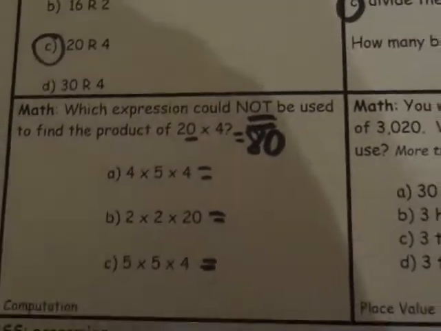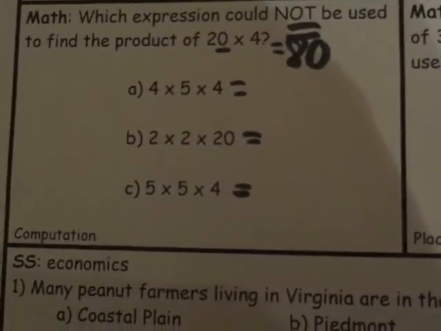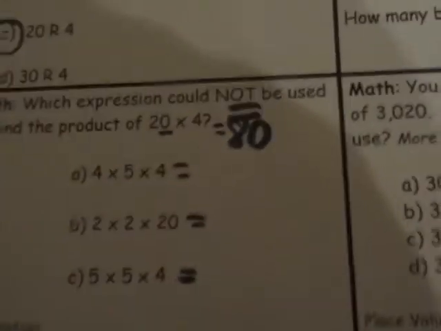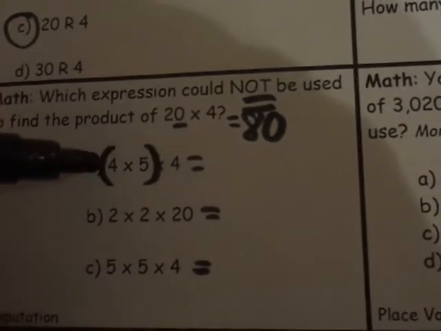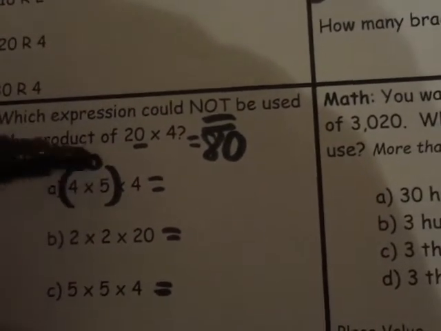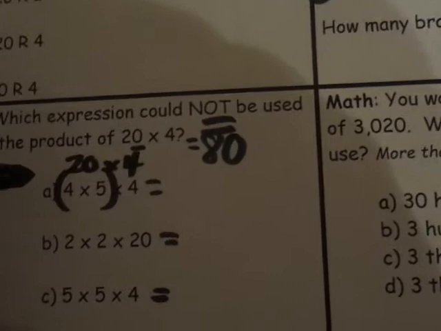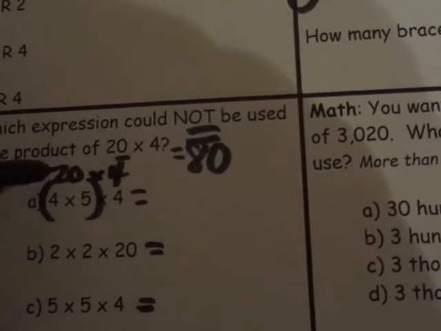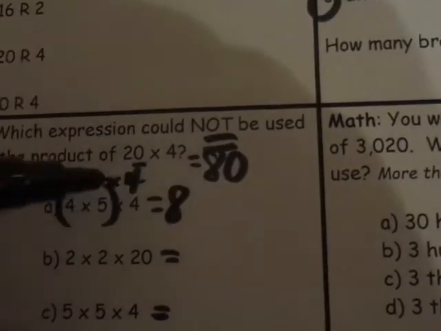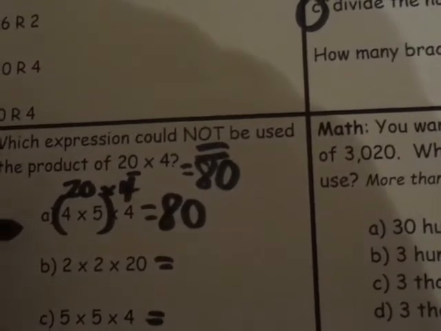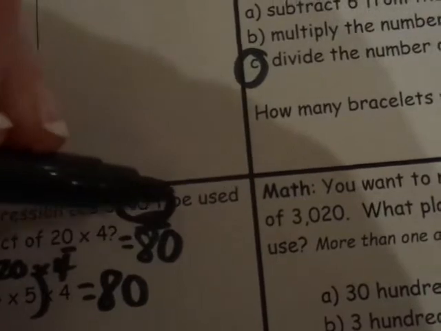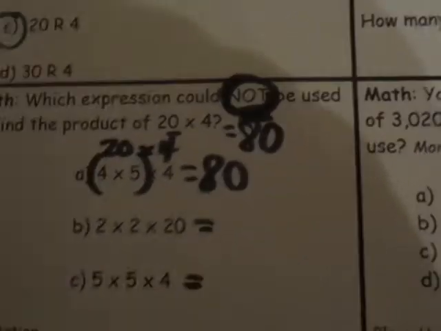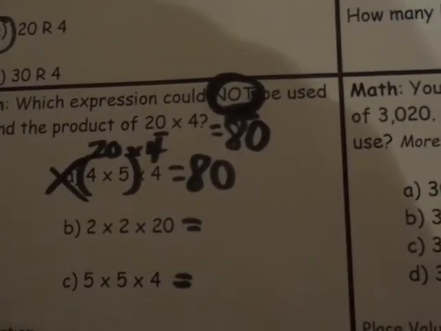So when you have these three numbers, you're going to group the ones that are easier for your brain to solve. So A, 4 times 5 times 4. Well, either one of these groupings will work. So 5 times 4 is 20 times 4. So let's solve that out. 4 times 2 is 8. With a 0 behind it, that's 80. Those are equal, but we're looking for which ones are not equal. So I'm going to eliminate it.